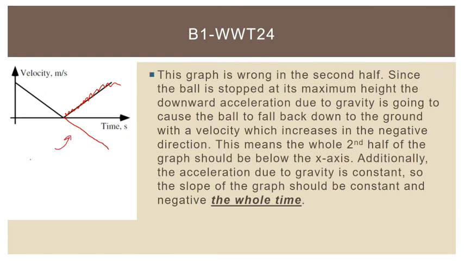And so we can say here, the velocity increases in the negative direction. That's a negative sign. With a slope of negative 9.8 meters per second squared.